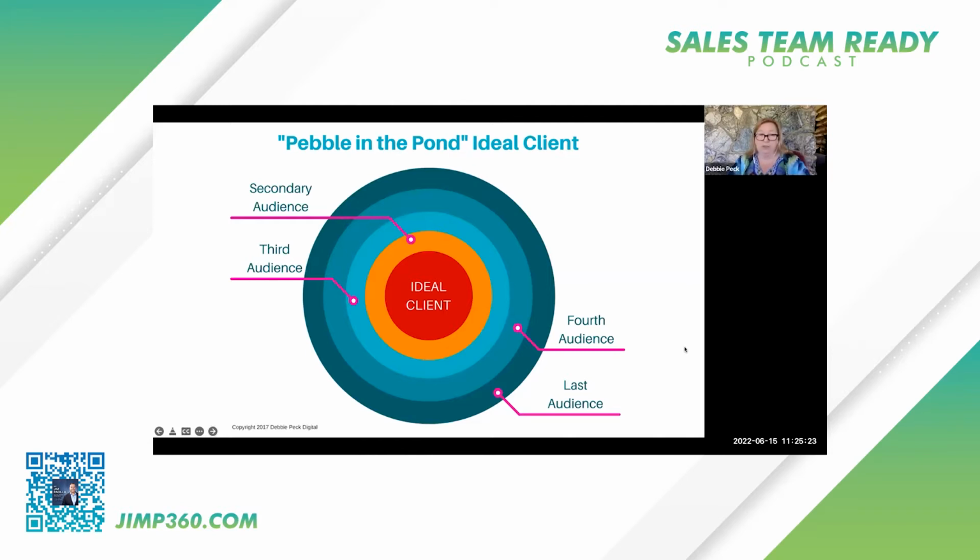All right, so here's the diagram that I have promised. This is what I call the pebble in the pond ideal client. Picture when you drop a pebble in a pond, right? It's going to land. What happens next? You have that ripple effect, right? That goes out and goes out and goes out. In the center of that pond is your ideal client.